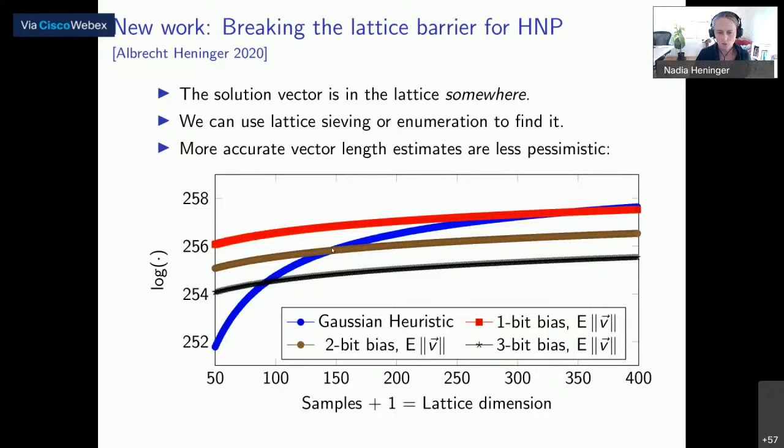So solving a 2-bit bias with a 256-bit curve requires solving the shortest vector problem in 132 dimensions, which is hard, but should be feasible. And even a 1-bit bias is likely still very hard, but it's not actually impossible. So it is not out of the question that this problem may someday become solvable.